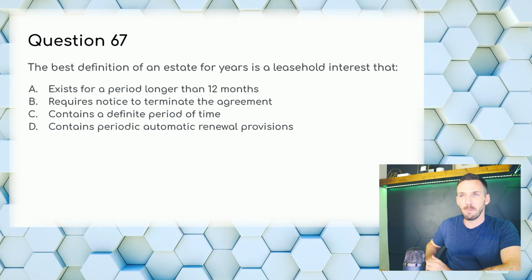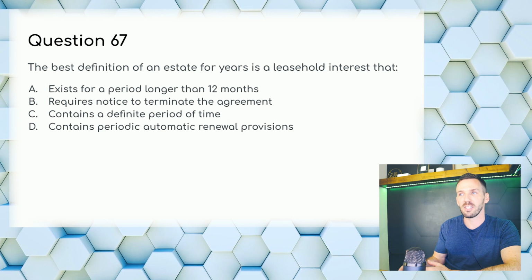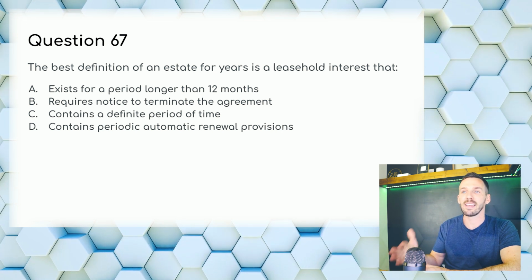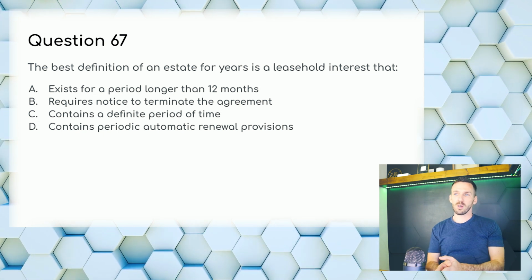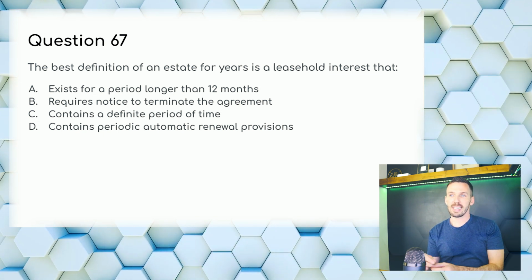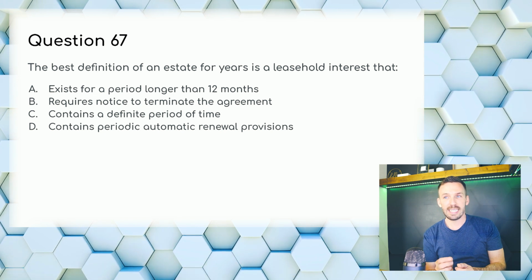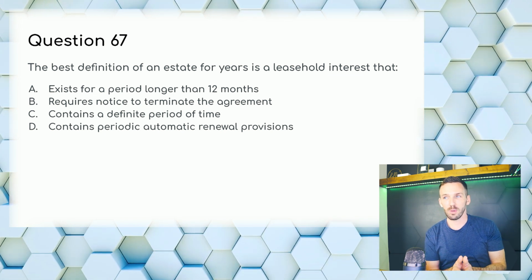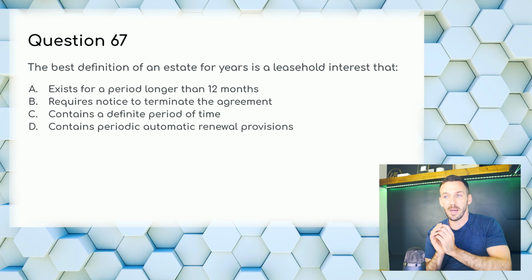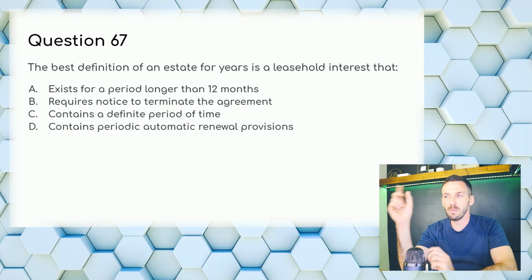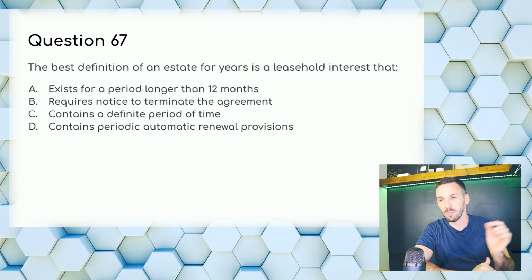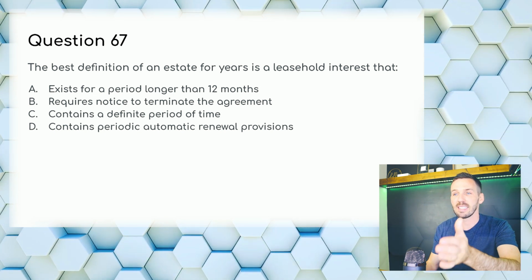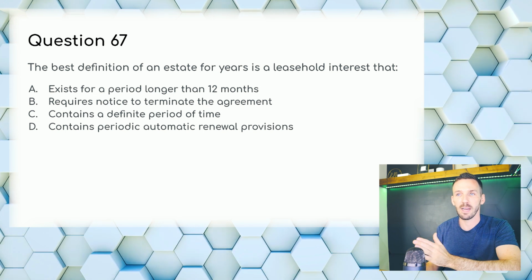Question 67. The best definition of an estate for years is a leasehold interest that A. exists for a period longer than 12 months, B. requires notice to terminate the agreement, C. contains a definite period of time, D. contains periodic automatic renewal provisions. So just think about your typical rent. You set a move-in date and a lease-end date right off the bat, right out the gate. That puts us at C. Contains a definite period of time.